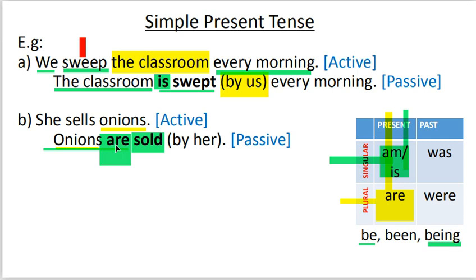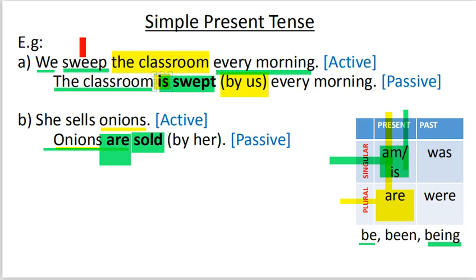So in every passive sentence, the lexical verb, that is the verb that carries the meaning, must always be expressed in the past participle. Even though the sentence is in present tense, or past tense, or present continuous tense, the lexical verb is going to be expressed in the past participle. So, going back to example A, the passive, the classroom is swept by us every morning. Even though we have the verb swept in this sentence, that does not mean that this sentence is in past tense or past participle. The sentence is in present tense because of the verb is.